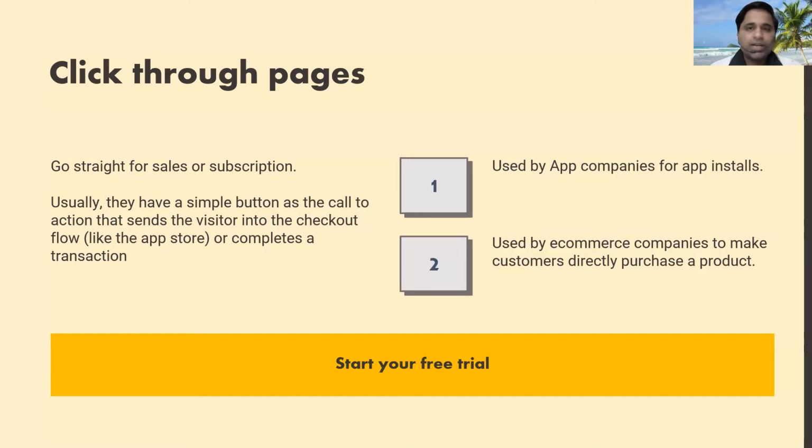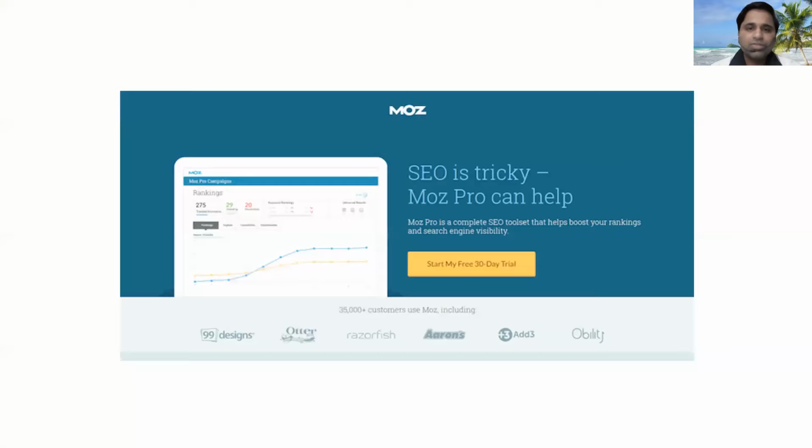So these are used by app companies or for app installs. Like you can directly click on a button to install that app, and also this can be used by e-commerce companies to make customers directly purchase their product. So this is an example of a click-through landing page. Like this is a website of Moz, which is a company for SEO. They have put their button, start my free 30-day trial.